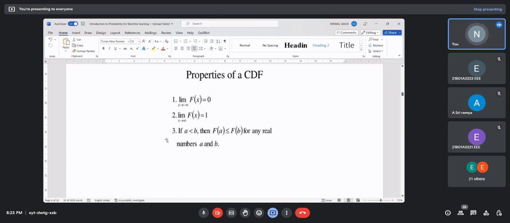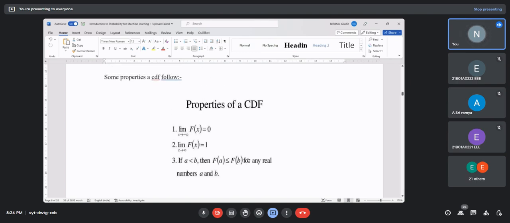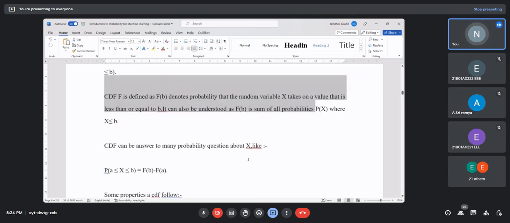The rest of the values lie between a and b. If a is less than b, then F(a) is less than or equal to F(b), for any real numbers apart from minus infinity and plus infinity. This is a property of the CDF. You need to just remember these properties. If you forget, no worries, you are provided with all these terms.